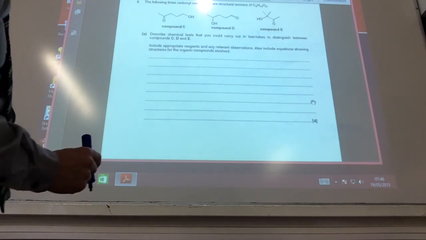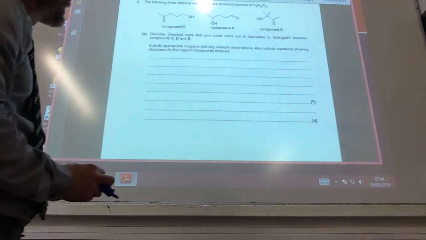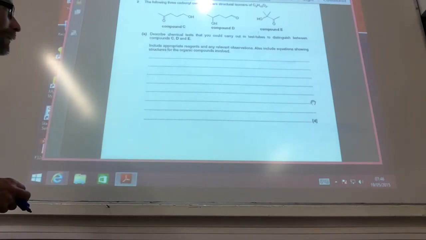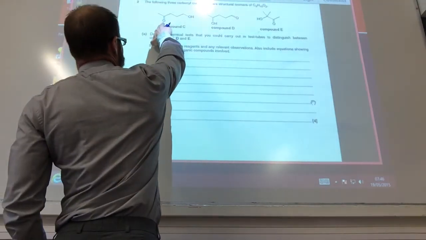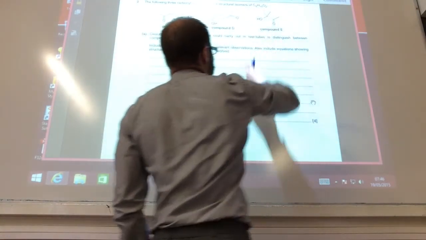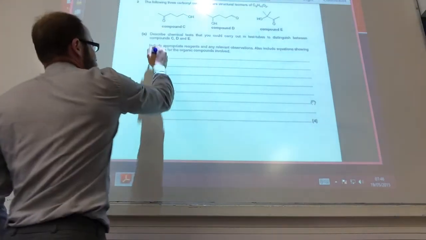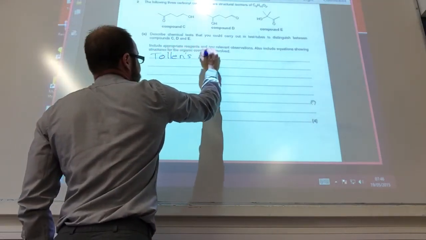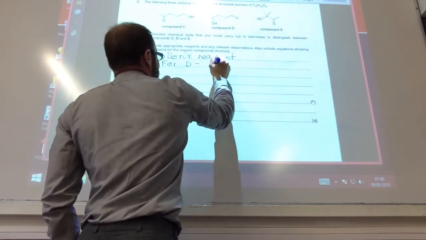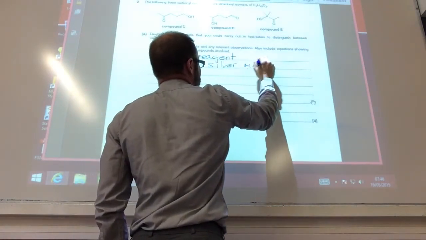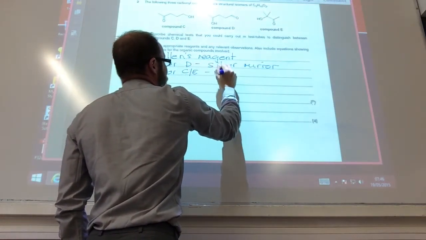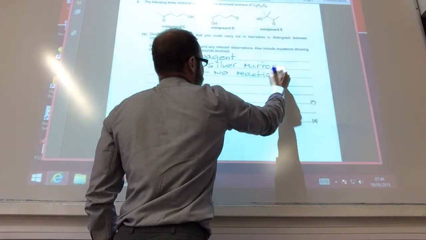Right, we've finally got to question two. Following 3 carbonyl compounds as structural isomers, I've got to carry out a chemical test that will distinguish between them. So let's go through them. Ketone, primary alcohol, secondary alcohol, aldehyde, ketone, tertiary alcohol. So the first thing is, let's pop in some Tollens' reagent. And I would see, for D, I would see a silver mirror. For C and E, there would be no reaction.